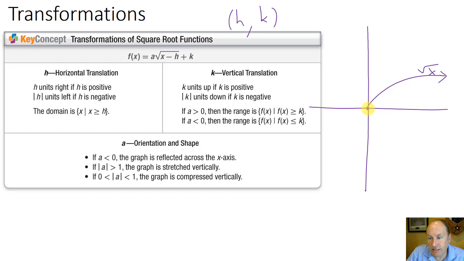For the parent function, that's 0, 0. If I need to move the graph to the right, I'm going to change the value of h such that x minus h equals 0. So if I want to move it to the right, I'm going to make that h value positive. I'll have x minus a positive number. And if I want to move it to the left, I'm going to make it x minus a negative number, which is x plus. Okay, so if h is positive, it translates to the right. If it's negative, it translates to the left.